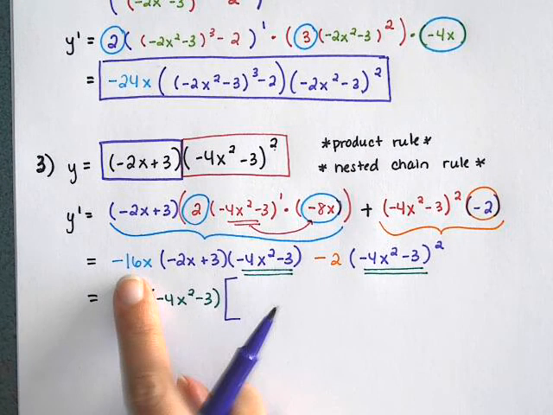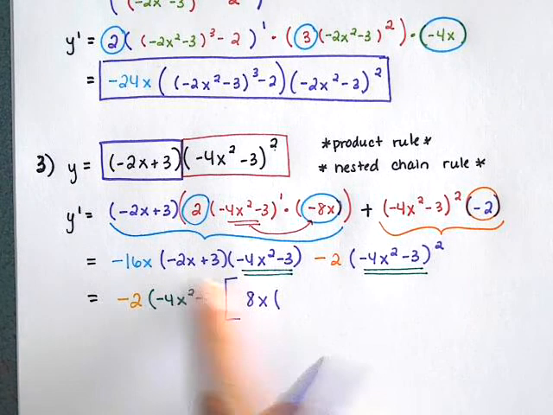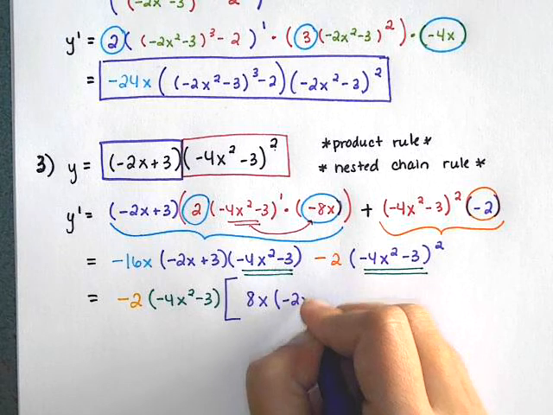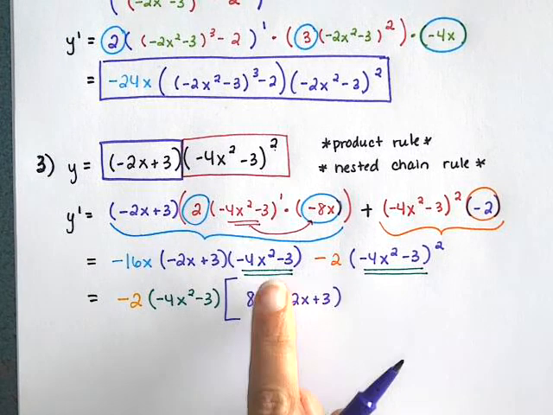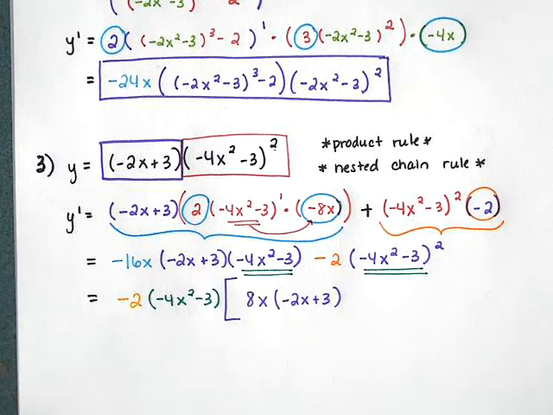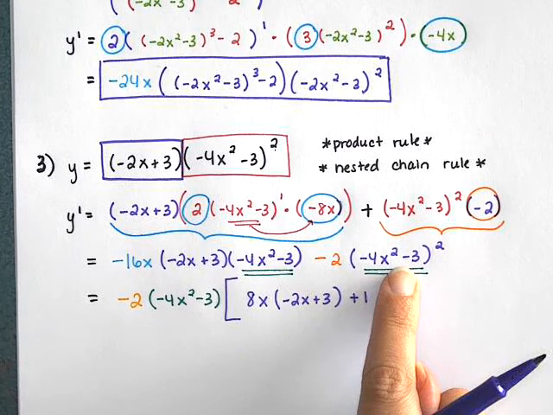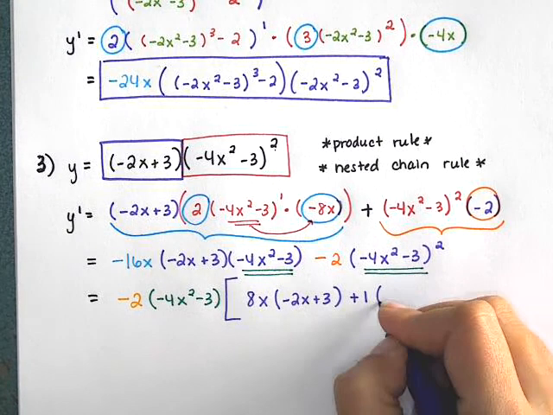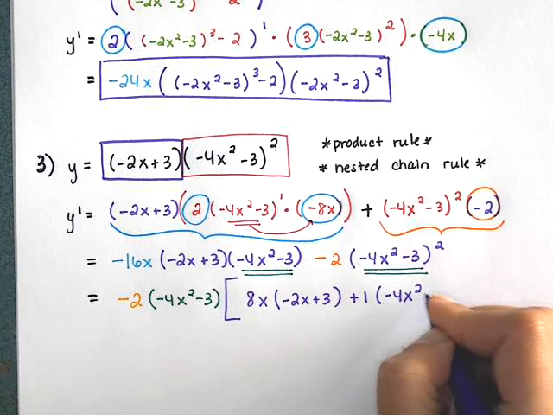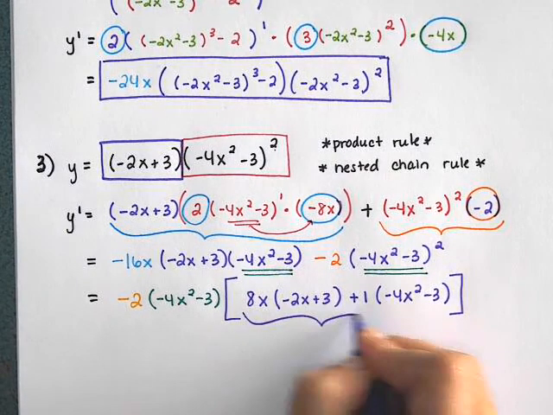Now I took out a negative 2, so this becomes a positive 8x. This negative 2x plus 3 doesn't change, but I took this one out here so that I don't have to write that anymore. I took out a negative 2, so I'm going to make this a plus 1. I took out 1 copy of this guy, so I would make that a negative 4x squared minus 3, and not squared, just to the first power. And my last thing I'm going to do is simplify what's inside of here.